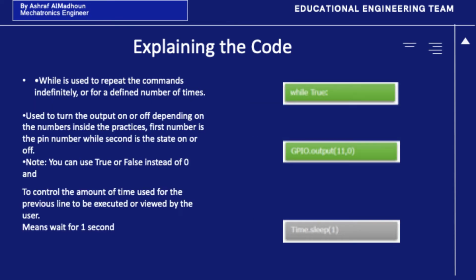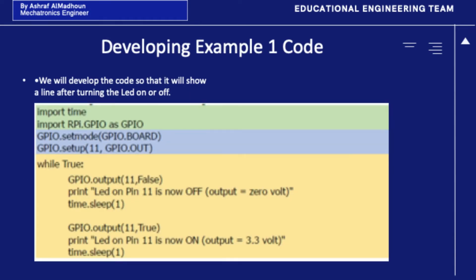Now while is used to repeat the commands indefinitely or for a defined number of times. This line is used to turn the output on and off depending on the numbers inside the parentheses. The first number is the pin number, while the second is the state, on or off. Note that you can use True or False instead of on and off. To control the amount of time for the previous line to be executed or viewed by the user, you would need to wait for 1 second.